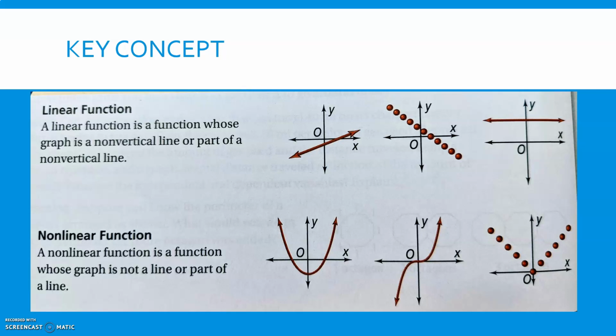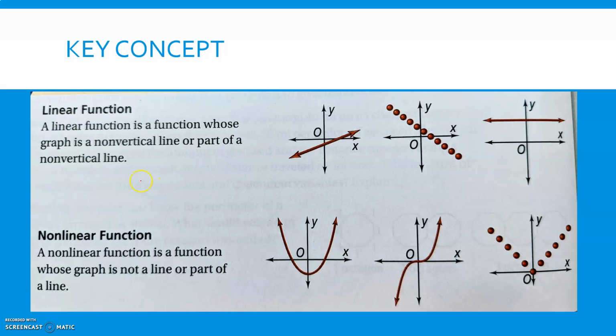graph is a non-vertical line, just meaning that the line that's created by our data isn't just straight up and down, or a part of a non-vertical line, meaning that there's not 2 points right on top of each other. We talked about what a function was last time, which is where every x value has only one y value. And so if the line is straight up and down, it means there are multiple y values for each x value. We don't want that to be the case. If the line is straight up and down, then it's not even a function.